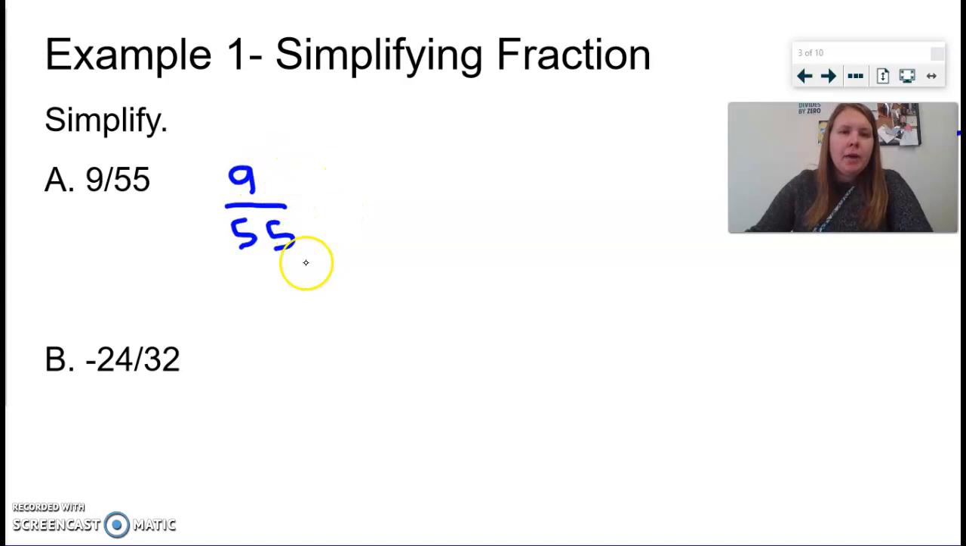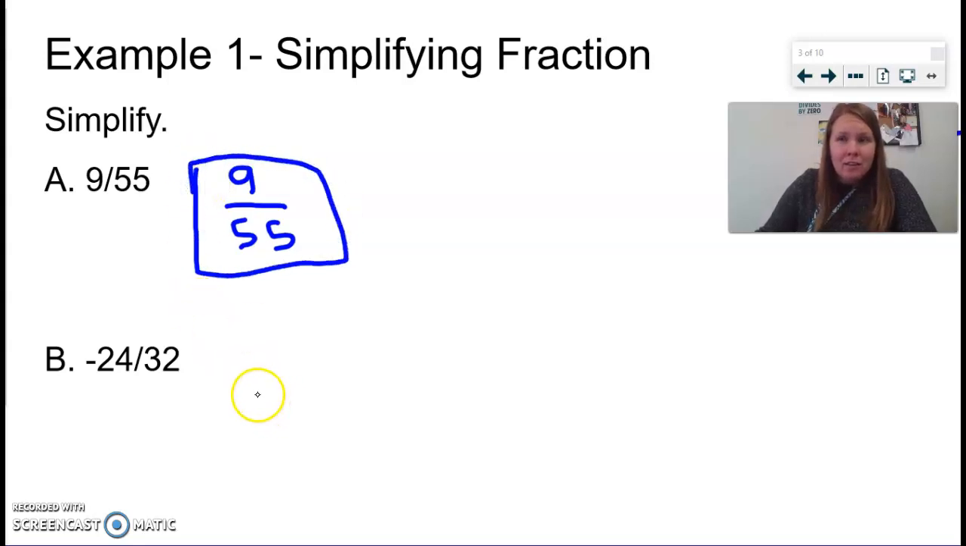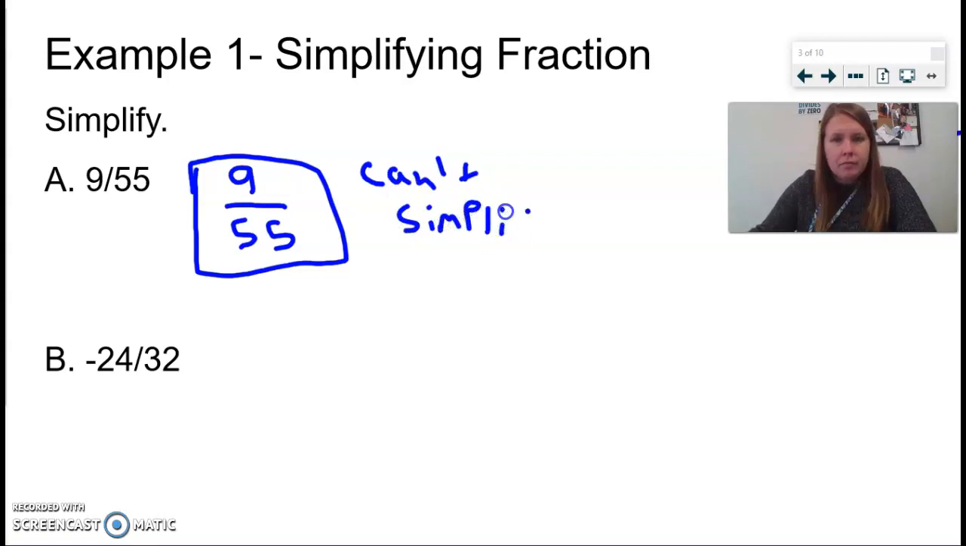So I want to think, what could I divide 9 by that I could also divide 55 by? Now I can divide 9 by 3 easily. I think that's really the only one other than by itself. But can I do 55 divided by 3? No, I can't. And so, to be honest with you, this first one is as simplified as it can be. So that's all your answer is. Or you can say can't simplify further. Or you could say something like already in the simplest form.